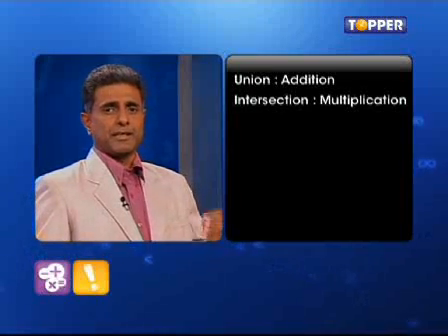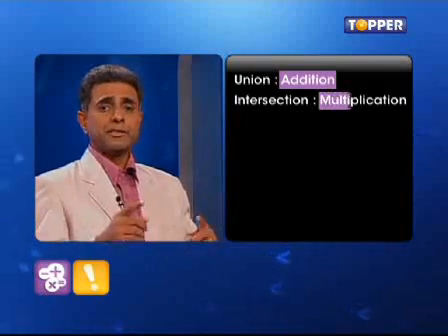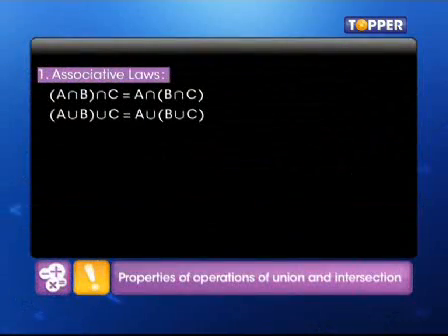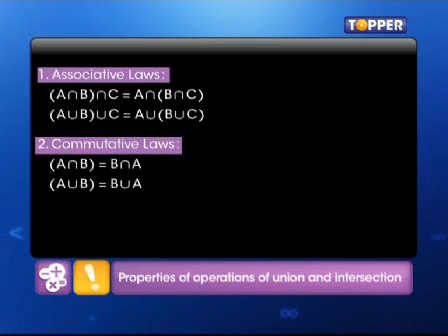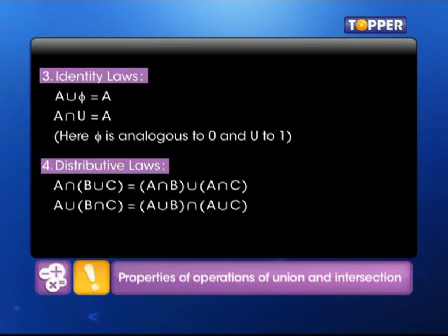Sets satisfy several properties that are analogous to those satisfied by numbers. Here unions are analogous to plus, which is addition, and intersections are analogous to into, which is multiplication. Check out some laws that are analogous to those satisfied by addition and multiplications of numbers. 1. Associative laws. 2. Commutative laws. 3. Identity laws. 4. Distributive laws. All these laws can be verified using the Venn diagrams. But that's only verification, not proof.